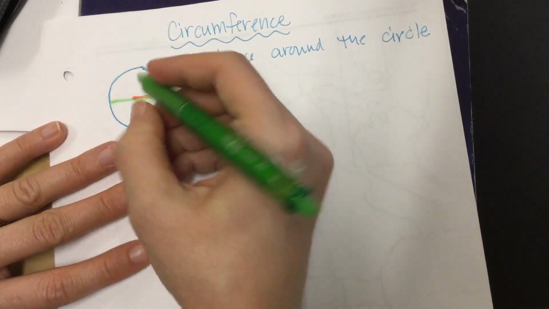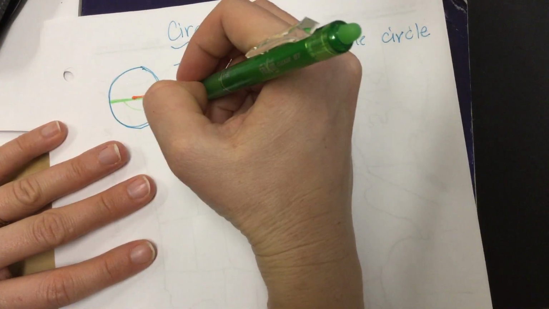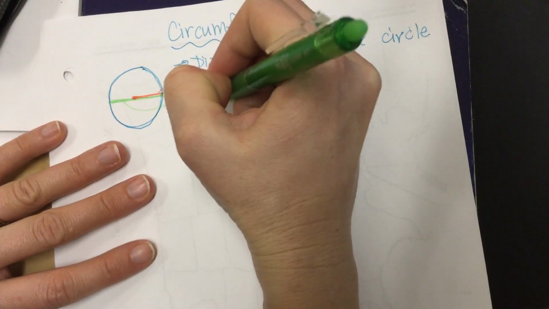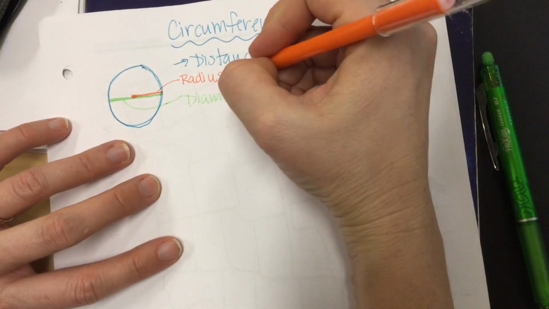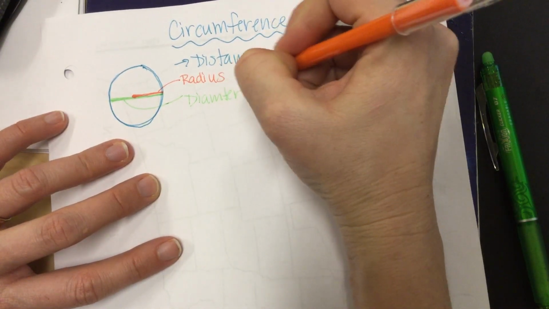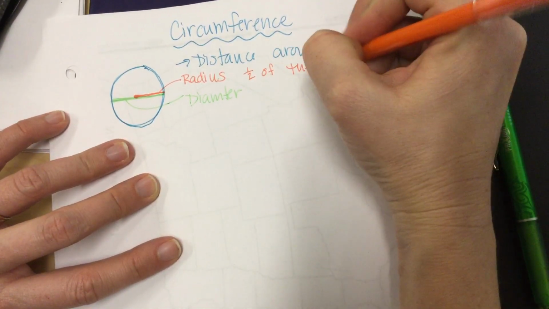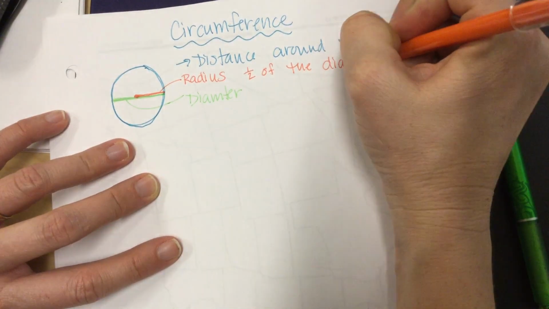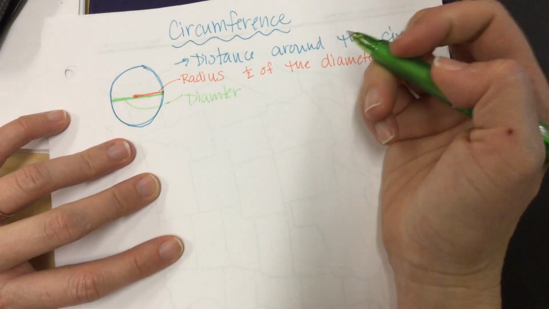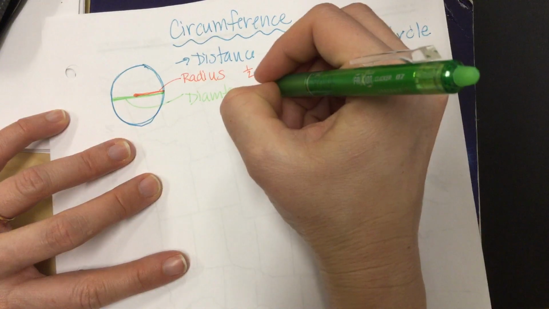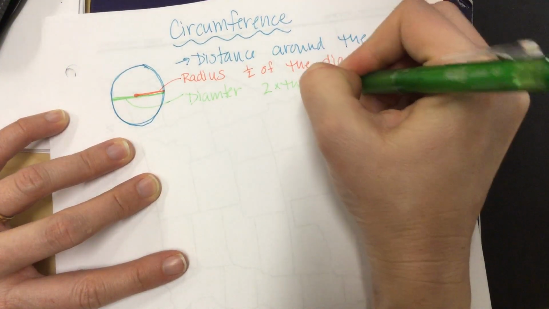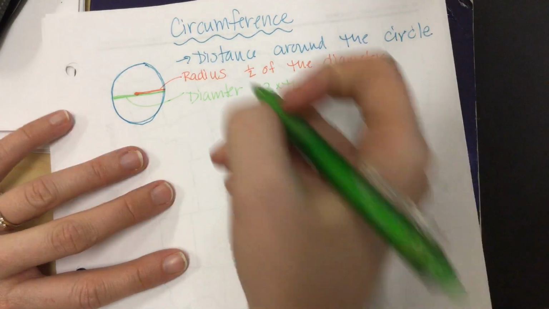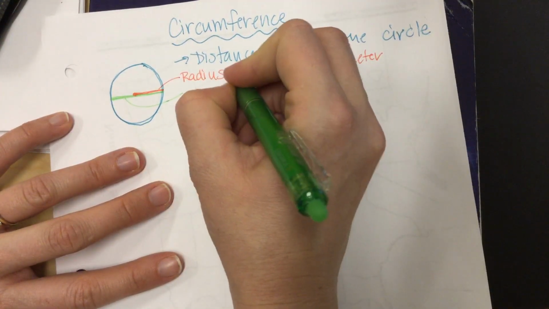The part that's all the way across the circle here is called the diameter. So it's important that you know that the radius is half of the diameter. And conversely, the diameter is 2 times the radius. Okay, so that is some important information there.